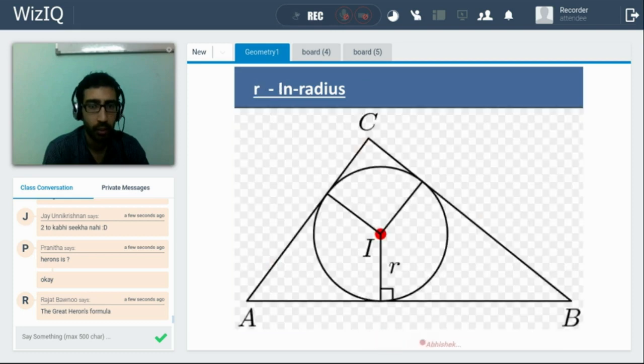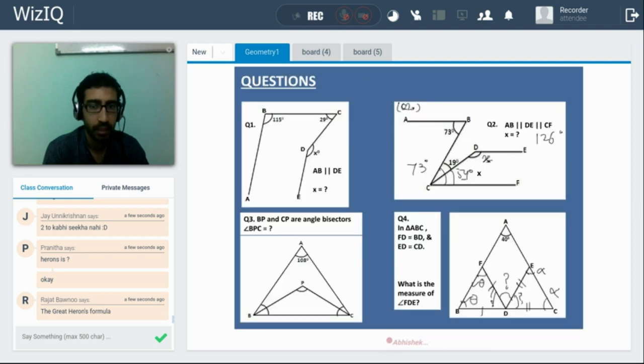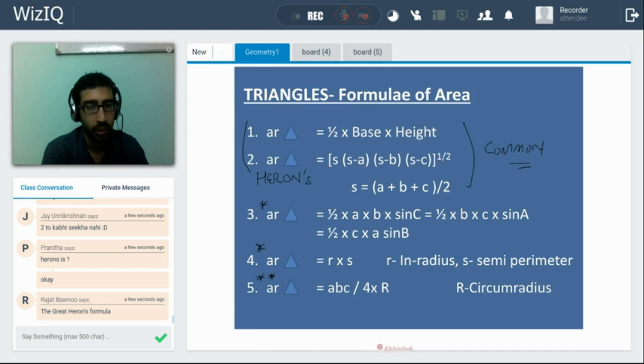And we are going to talk a bit about inradius and circumradius. And we are going to talk about some miscellaneous types of triangles, acute triangle, right triangle, obtuse triangle, some basic and important properties, and some really good questions for tomorrow.